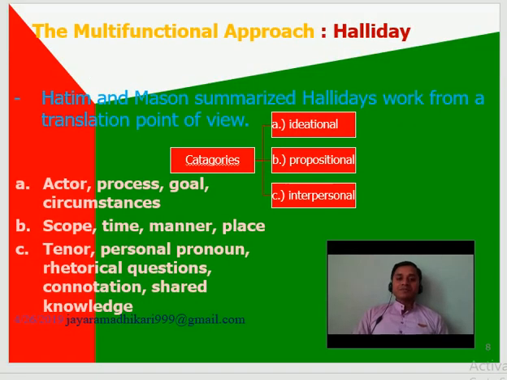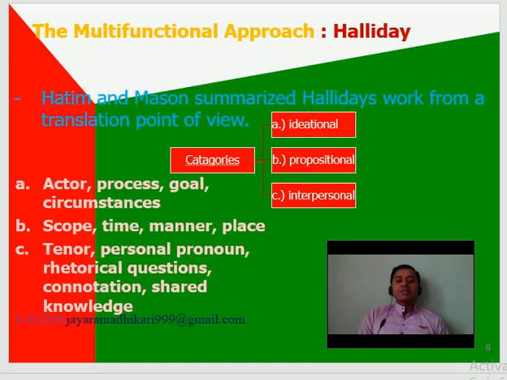Similarly, Halliday talks about a multifunctional approach. His concept of the multifunctional approach is summarized by Hatim and Mason in their work. They say that there are ideational, propositional, and interpersonal categories in communication. By ideational they mean actor, process, goal, circumstances.